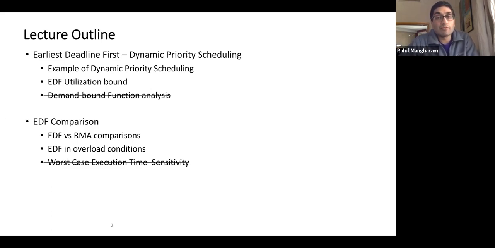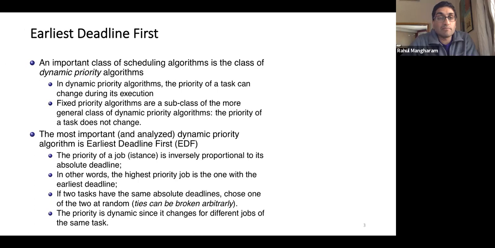It's an example of a dynamic priority scheduling algorithm. In fixed priority scheduling algorithms, they are basically just deciding what the priorities are at compile time or at design time. And then they are fixed for the life of the task, right? With dynamic priority scheduling, the priority of the job changes. So for rate monotonic scheduling, the priority of that job is inversely proportional to the period of the task, right?